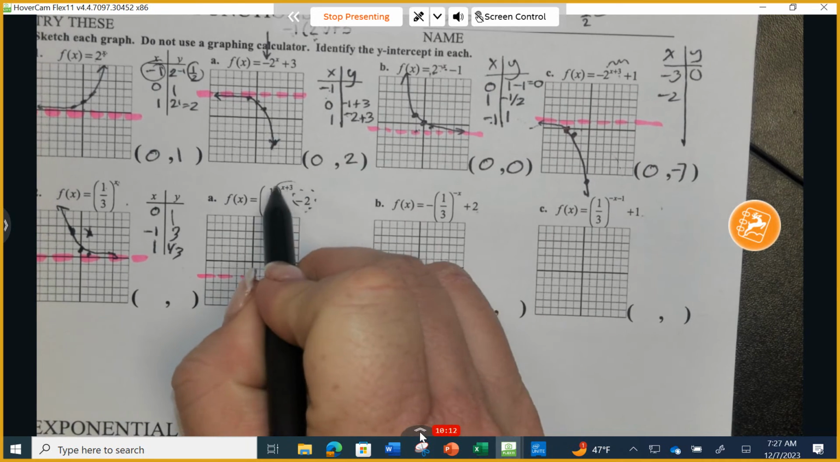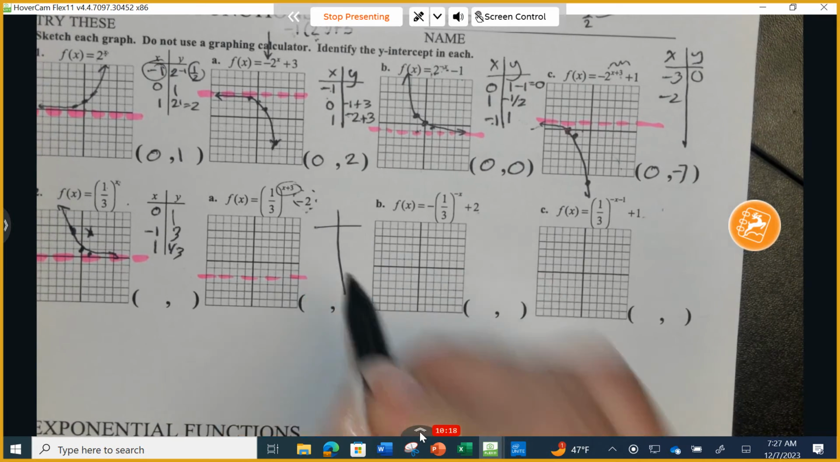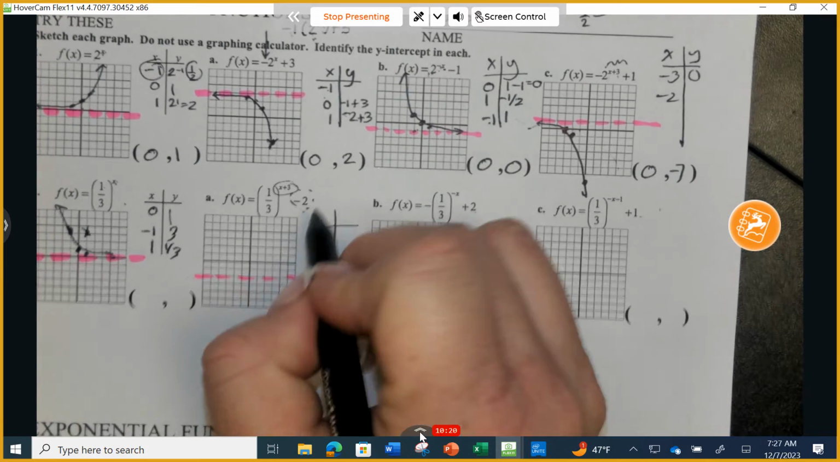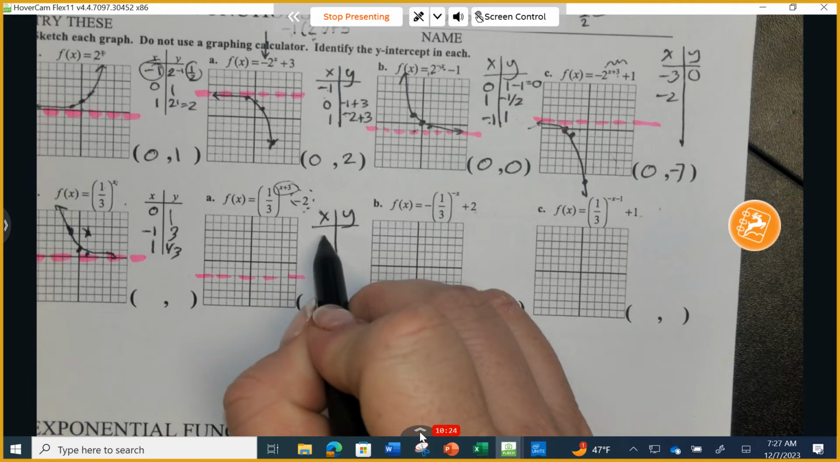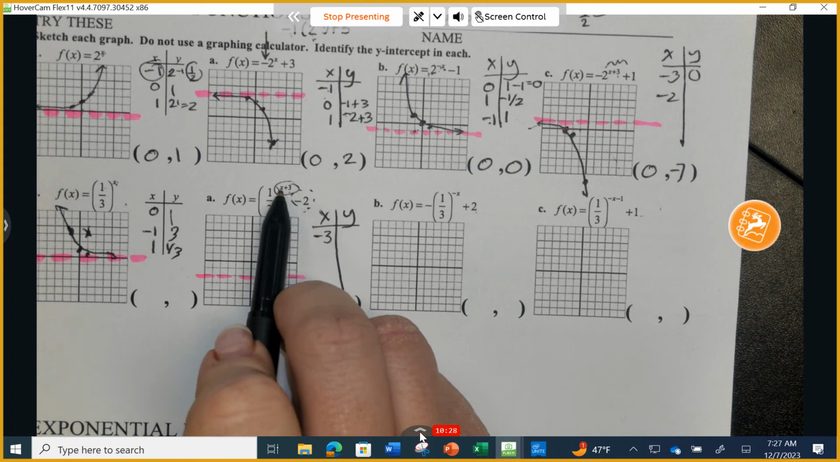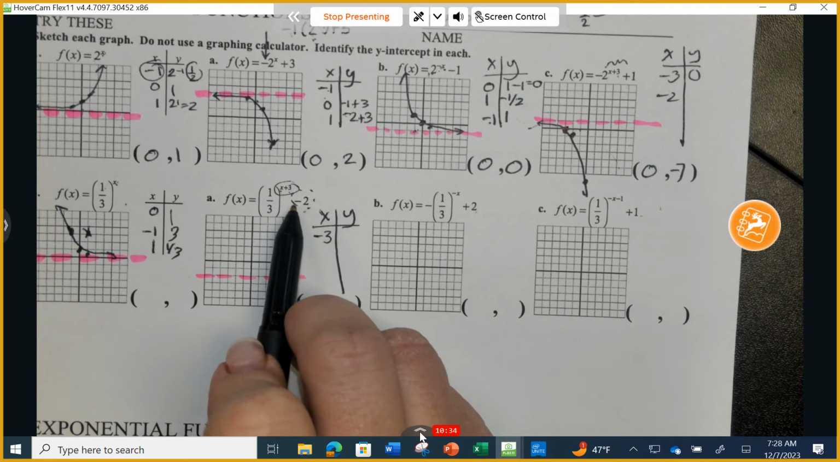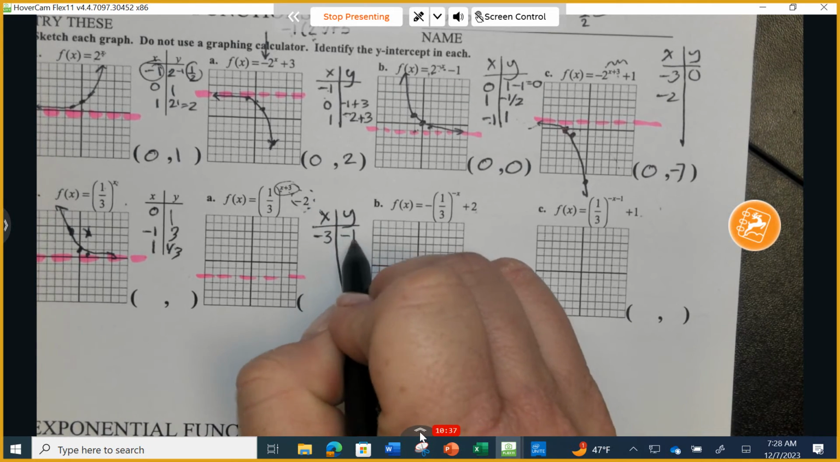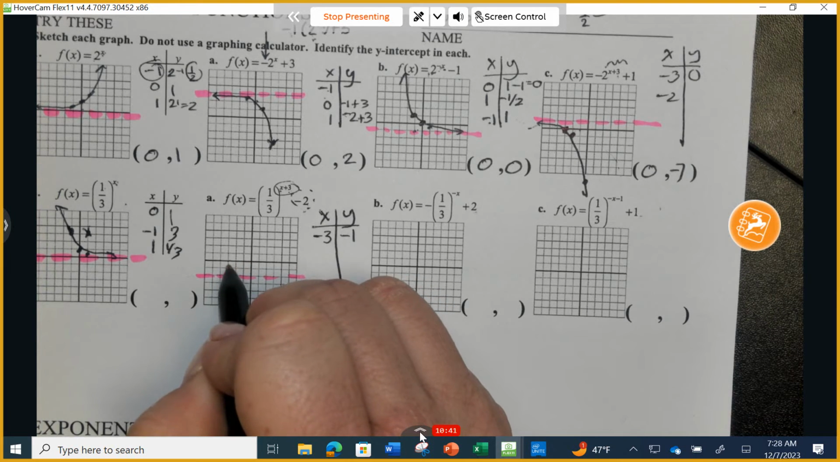I also have a horizontal shift. Am I going to go to the right 3 or to the left 3? Left 3. So I'm going to make my own little list over here, X and Y. And I think I'm going to start with -3 to make my life easy. So if I plug in -3 here, -3 plus 3 is 0. Anything to the 0 is 1. And 1 subtract 2 is -1. So I'm going to go over to -3 and down 1.